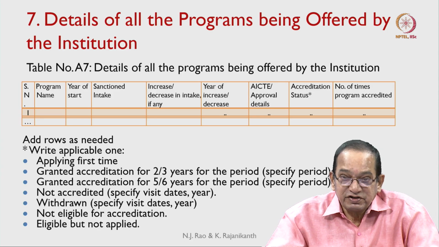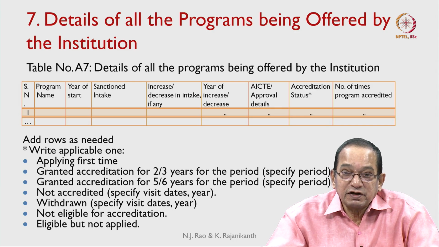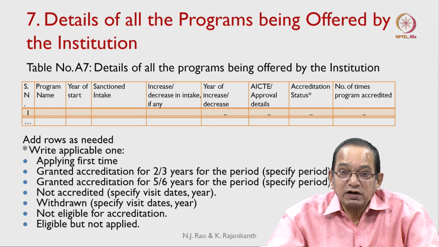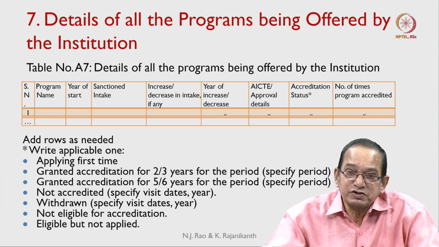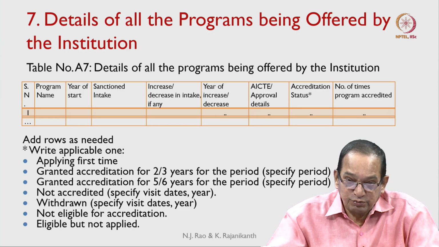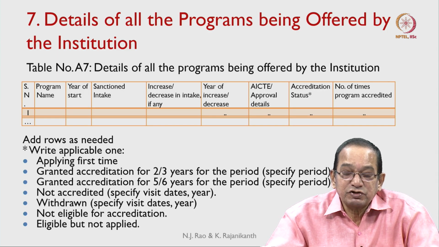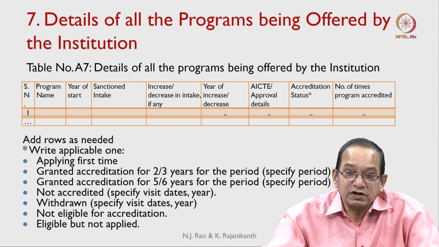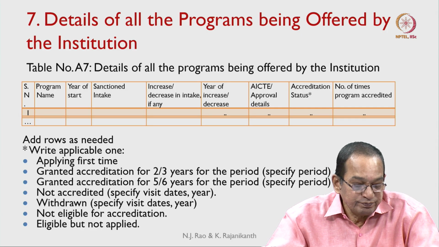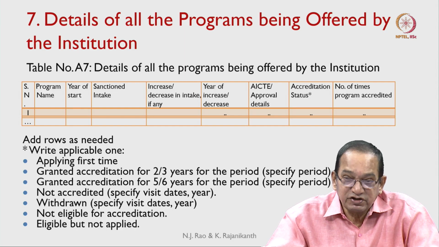Withdrawn: as we will see later, there is an option for the institute to withdraw a specific program from further consideration of accreditation if the institute feels that the program has significant deficiencies and weaknesses, as pointed out by the visiting committee, and it is not worth going in for accreditation. It is a judgment of the institute, but if the institute decides to withdraw, then it can give in writing. We will see later the procedure, an application for withdrawing the program from accreditation, but it is recorded that it has been applied and the institute requested withdrawal of the program from further consideration. So, if that has happened, specify the visit dates and the year.